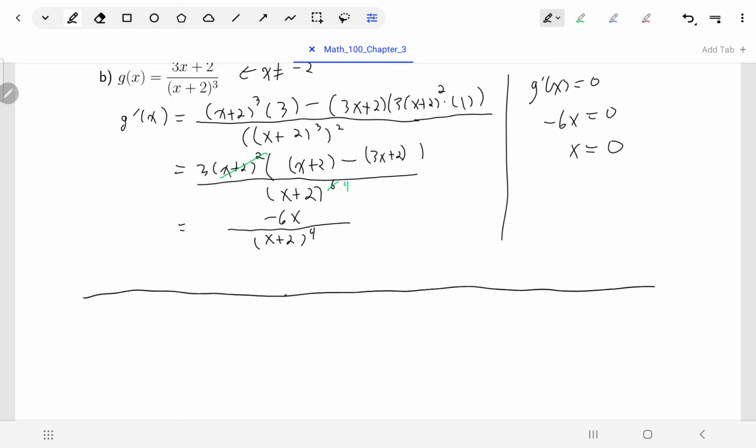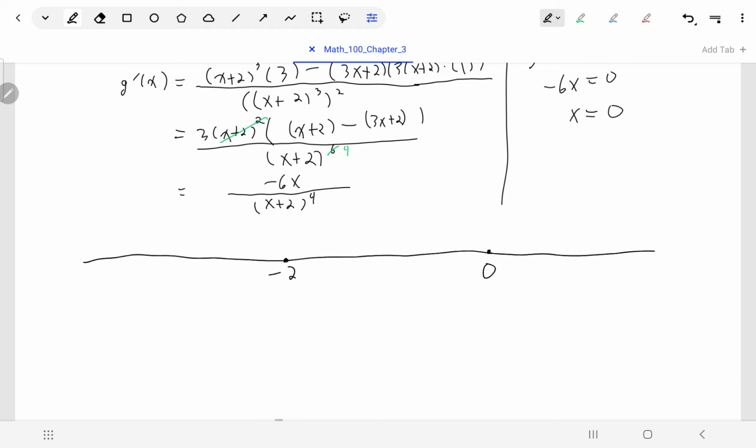We have our critical numbers, one of them at negative 2 and one of them at 0. And now I'm going to pick my values for x. For a number less than negative 2, we'll go with negative 3. Between negative 2 and 0, I'll go with negative 1. And bigger than 0, I'll go with 1.